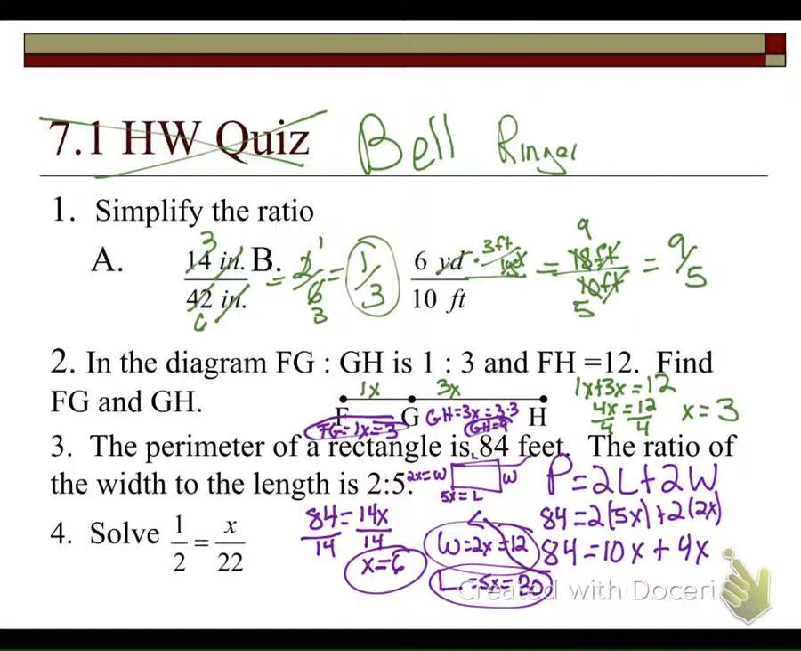Here for number 4, that again, we're doing that cross multiplication. So we see that 1 times 22 is 22. And we have 2 times x, which is just going to be 2x. Solving for x, we're going to divide by 2. X equals 11. Yep, nice job.